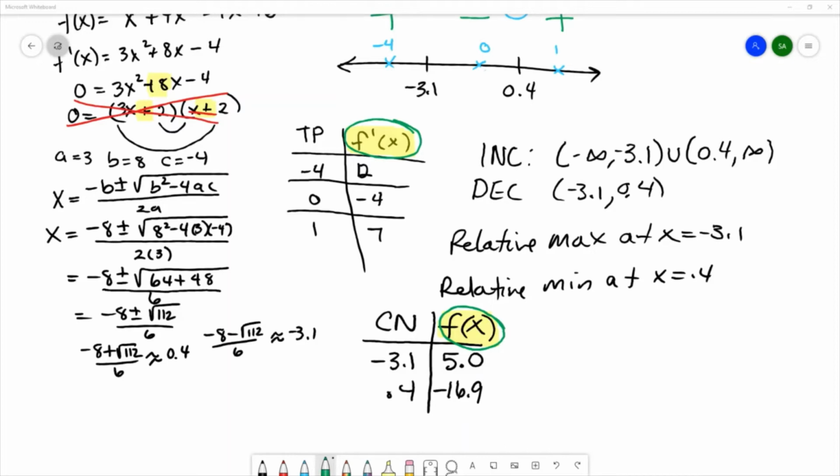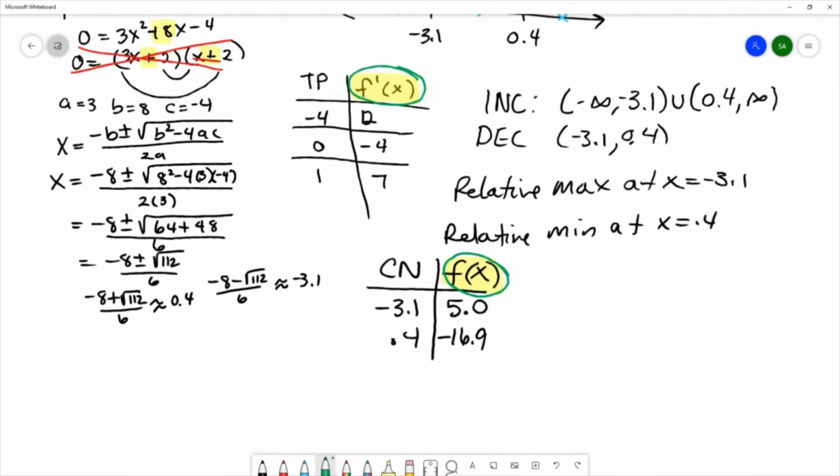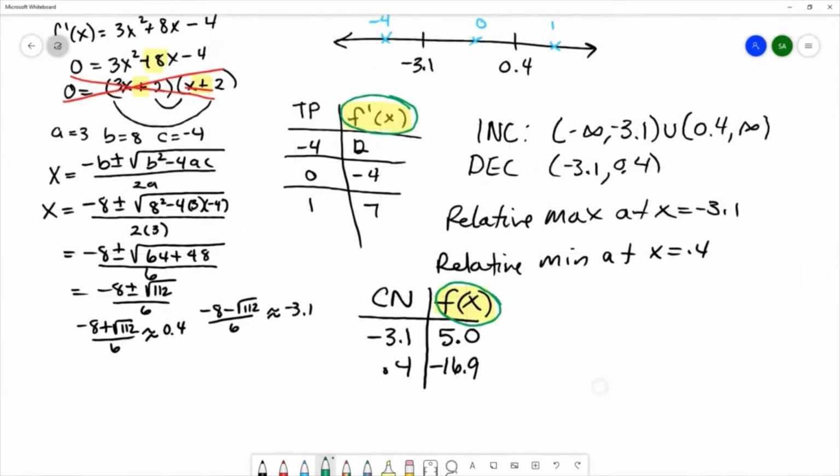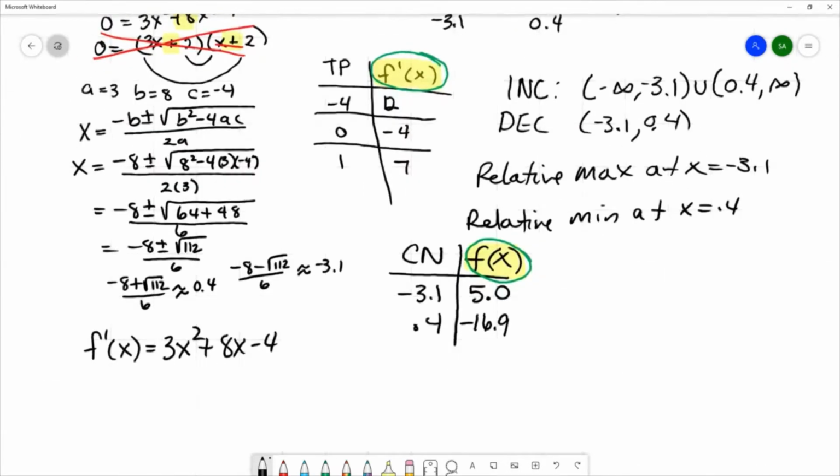All right, so we're going to continue to use the calculus techniques to find out information about the function. We found out everything from the first derivative, and now we're going to find out information from the second derivative. We have already calculated the first derivative to be 3x squared plus 8x minus 4. And we're going to calculate the second derivative, which is 6x plus 8.